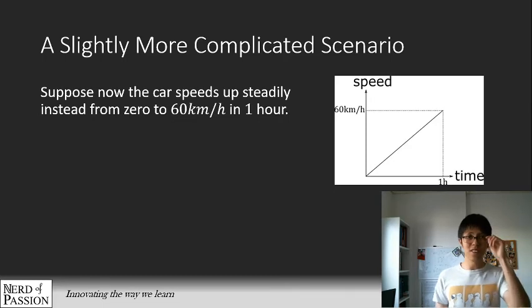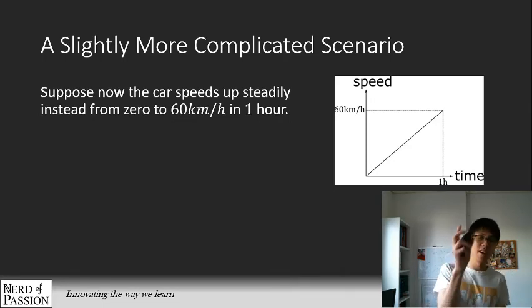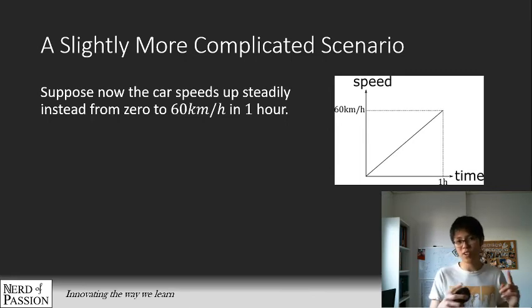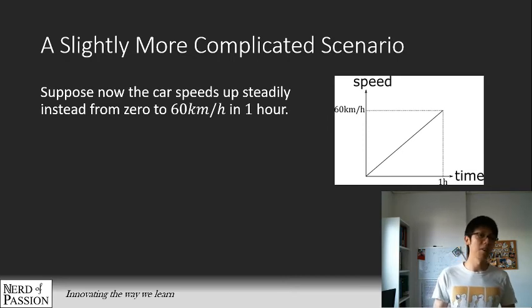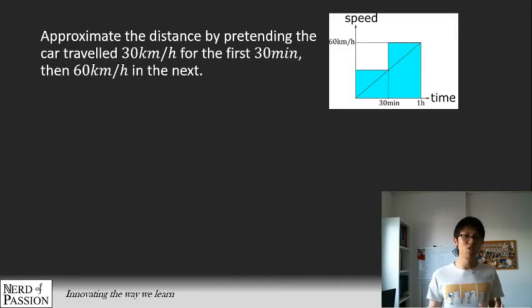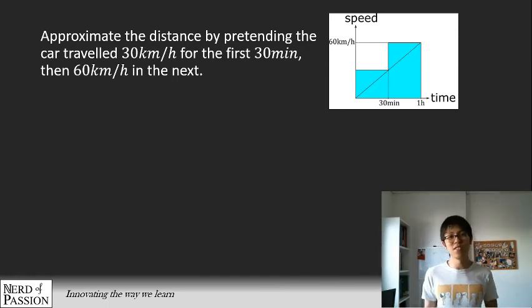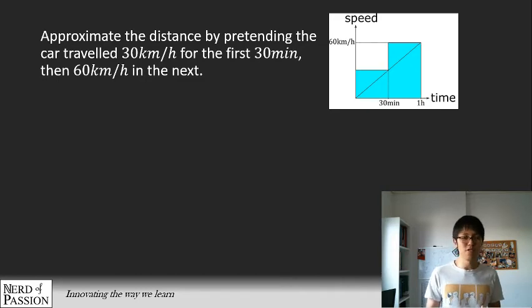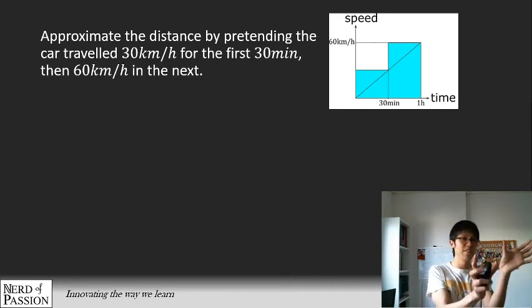If we trace out the speed-time graph, it looks something like this. At time 0, the starting point, the car is not moving. After 1 hour, the car has slowly sped up to 60 kilometers per hour. So how can you find the distance traveled? The most crude way to approximate it is to pretend the car travels at 30 kilometers per hour for the first 30 minutes, since after 30 minutes it is traveling at a speed of 30 kilometers per hour. And then for the next 30 minutes, let's pretend it travels at 60 kilometers per hour. Then find the distance traveled in each time interval.